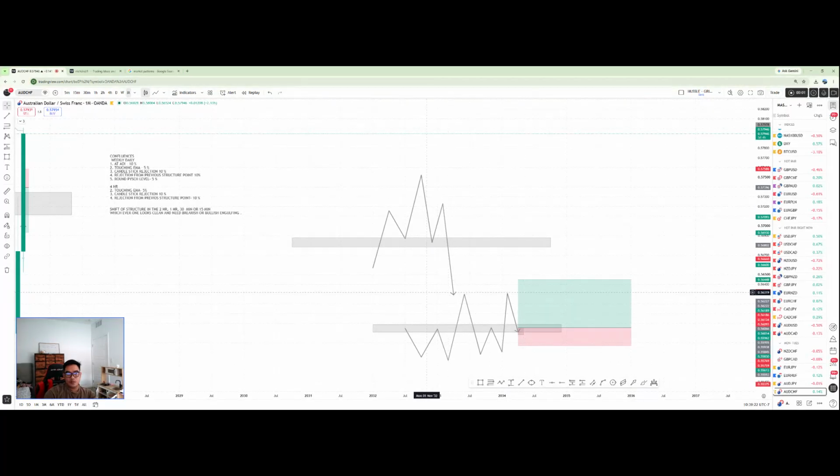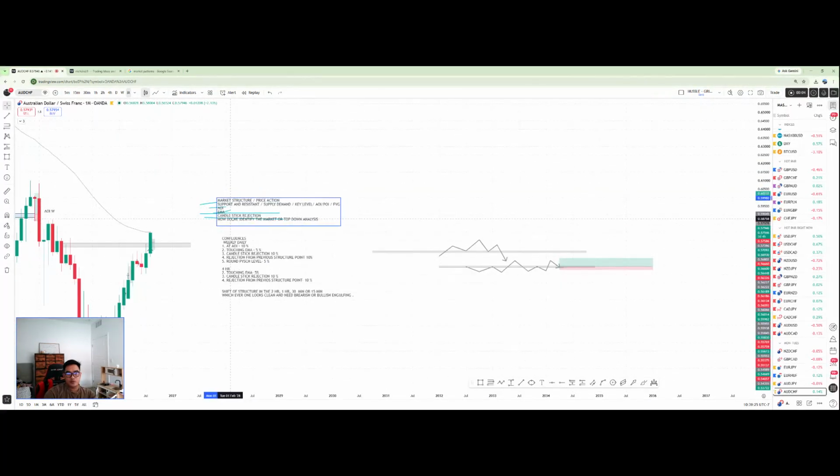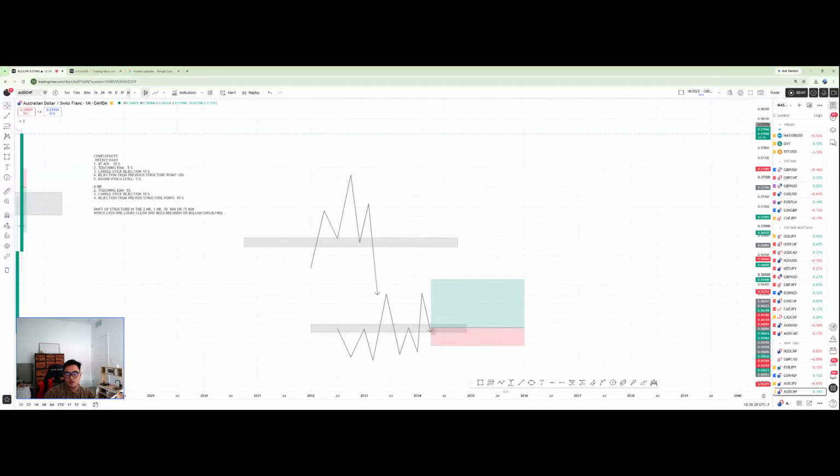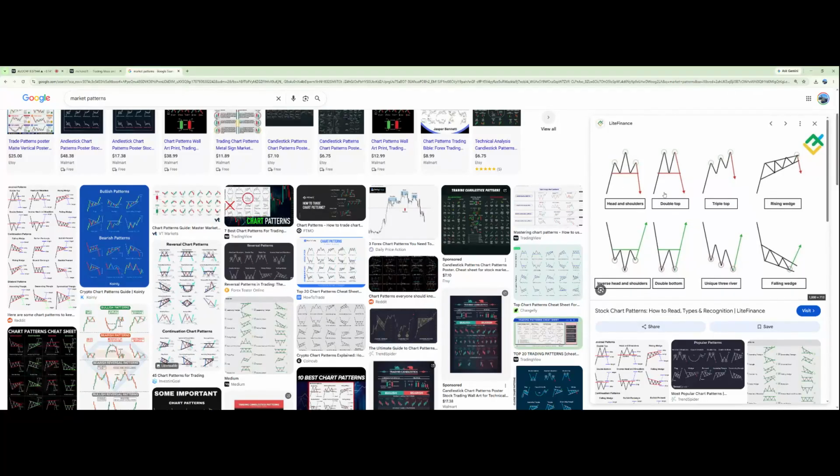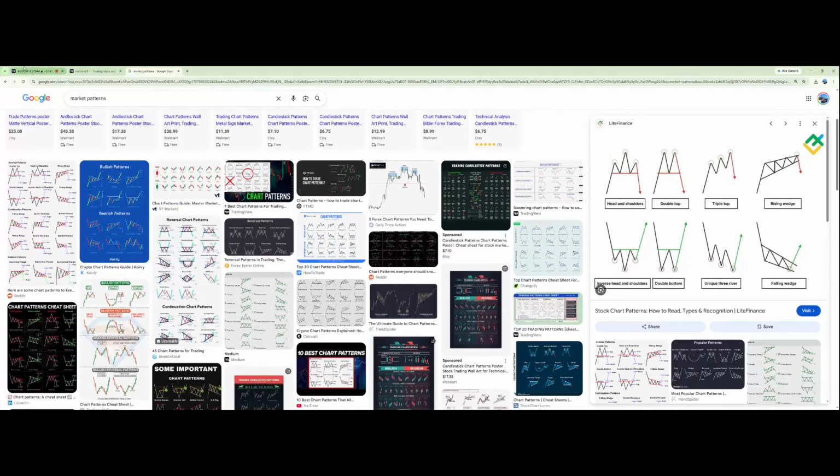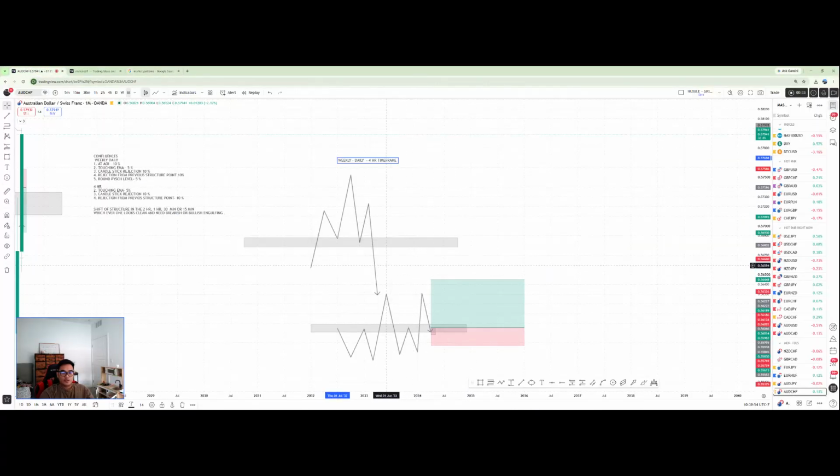All right, so market pattern, how do we identify it? Usually we use market patterns on the weekly, daily, and 4 hour time frames. We have a lot of different market patterns: head and shoulders, double top, triple top, rising wedge, inverse head and shoulders, double bottom, whatever you call it. We just want to identify them so we can use them in our analysis, right?